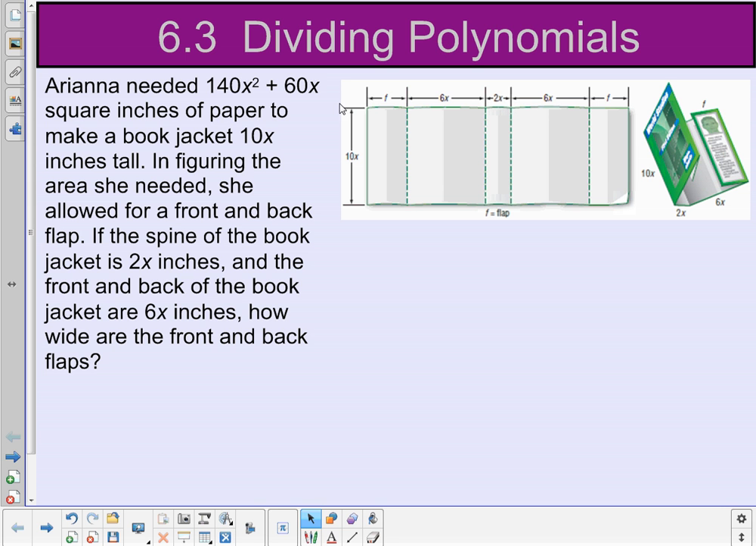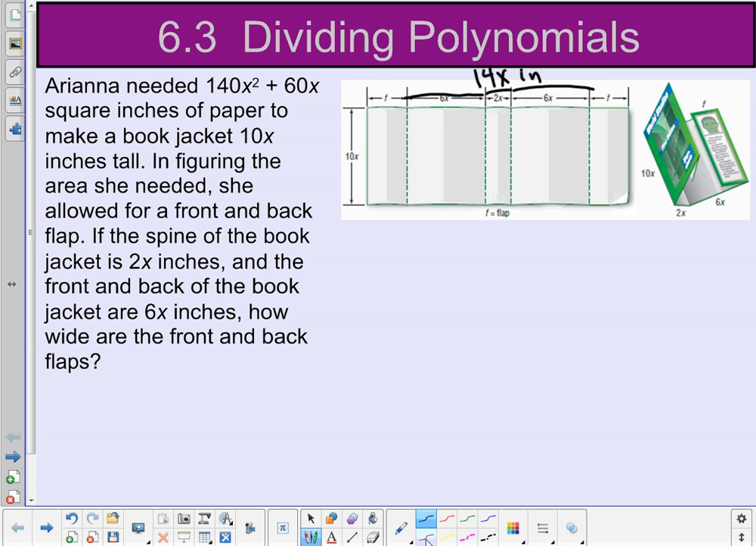Okay, so what we need to consider here is, first of all, how long is the book jacket? If I am looking at this book jacket, I know that I've got a flap that's going to be F inches long on both the inside cover and the back cover, inside front and the inside back. But then I also know that the front cover is 6x inches, the spine is 2x, and the back cover is 6x. So altogether, this is 6, 12, 14x inches. Okay, and then I know that this is 10x inches.